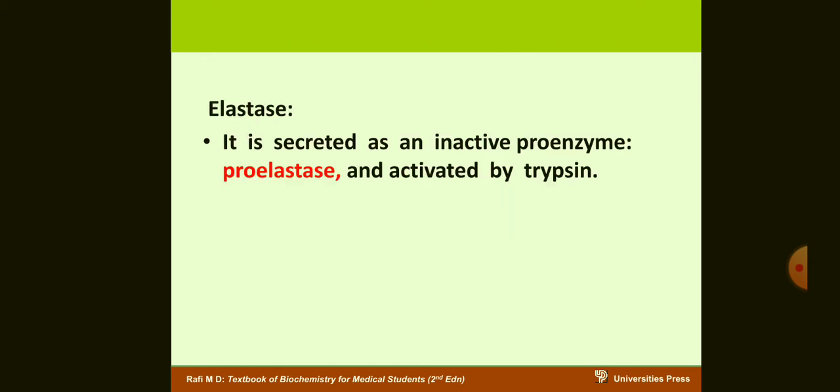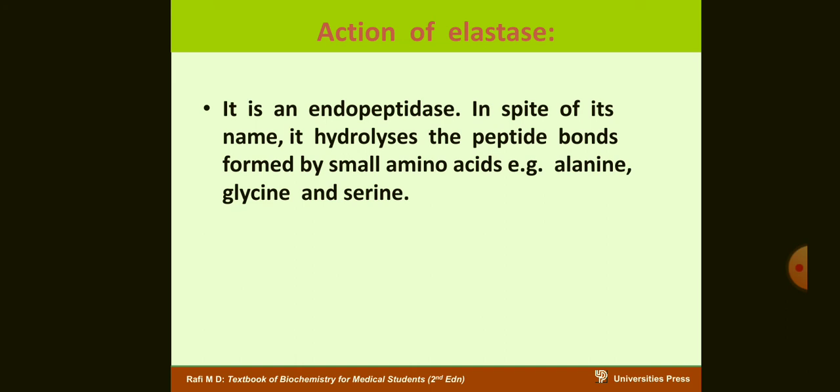The last enzyme from this group is elastase. It is secreted as an inactive proenzyme, proelastase, and is activated again by trypsin. It is an endopeptidase. In spite of its name, it hydrolyzes the peptide bonds formed by small amino acids, for example alanine, glycine, and serine.